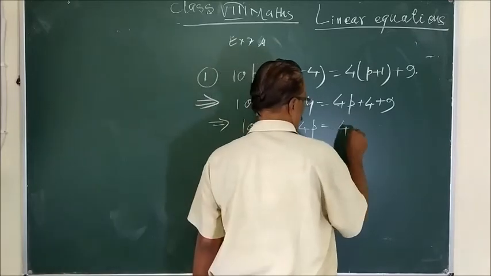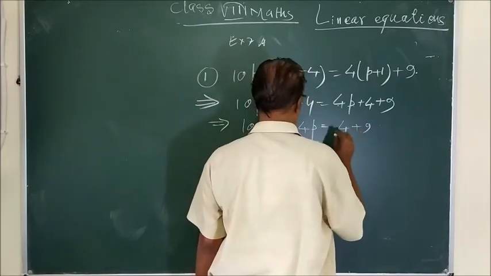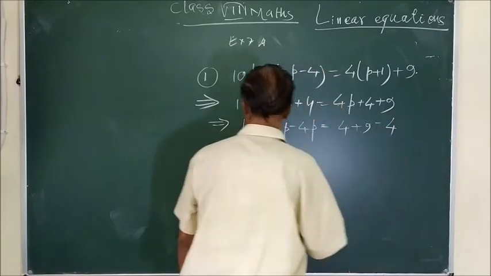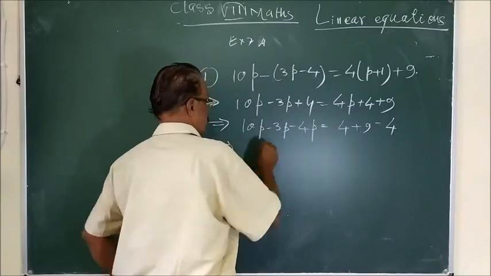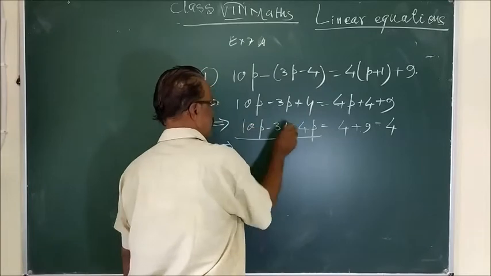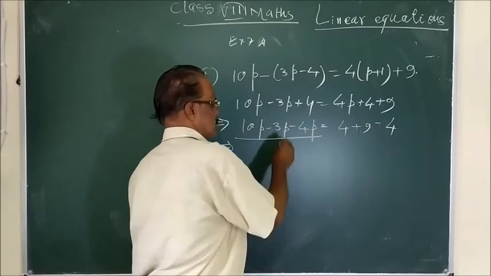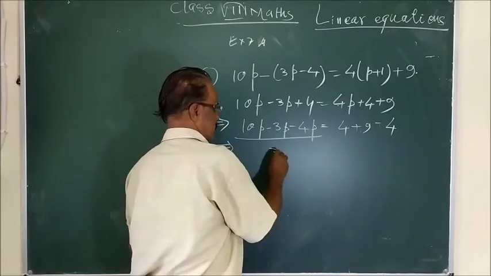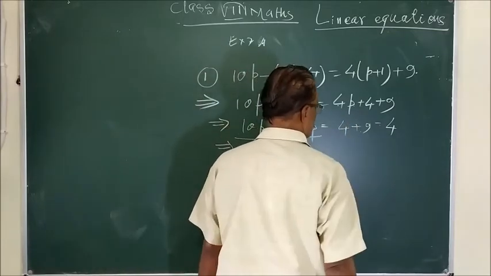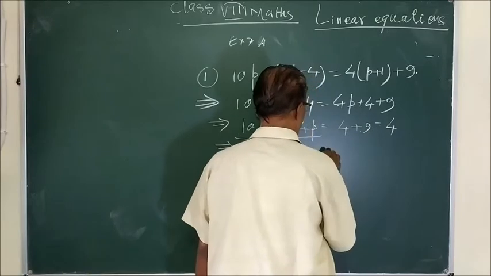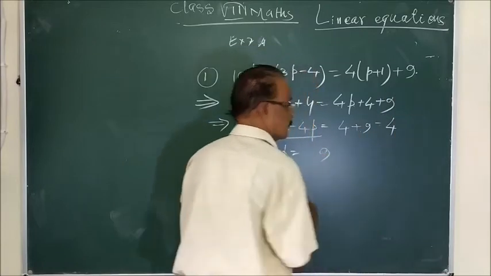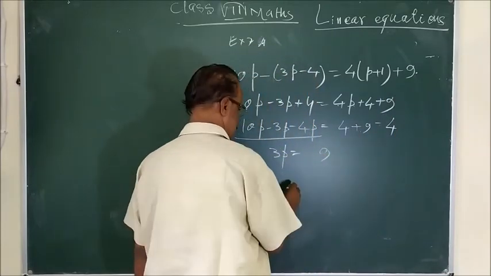Right side this will be 4, no change. And now plus 4, this will be here minus 4. So one rule we are using. Now you simplify. Algebra 10p minus 3p, 7p. 7p minus 4p, 3p. And now you see 9 plus 4, 13, 13 minus 4, 9. और ऐसे भी समझ सकते हैं -4 + 4 कैंसिल हो जाएगा, वैसे भी बना सकते हैं.